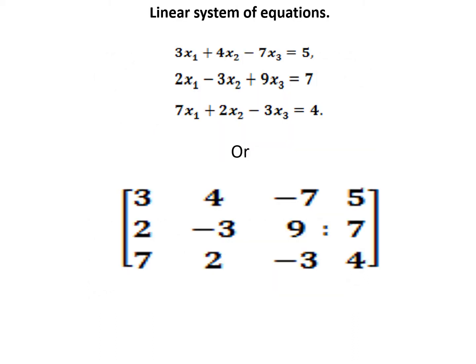So you see in this slide, here we have a linear system of equations. The first equation is 3x1 plus 4x2 minus 7x3 equals 5. The second equation is 2x1 minus 3x2 plus 9x3 equals 7. The third is 7x1 plus 2x2 minus 3x3 equals 4. So how may we solve this system of equations?